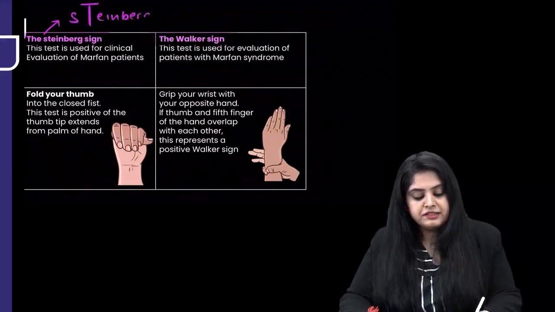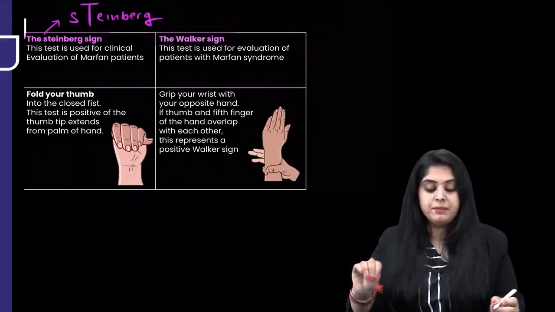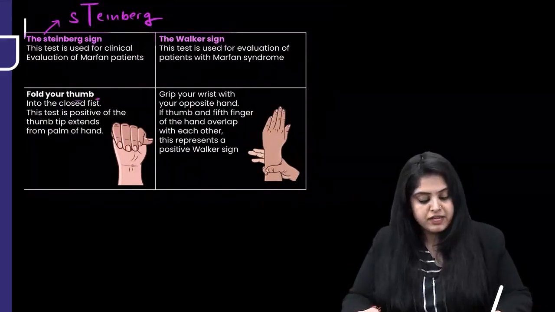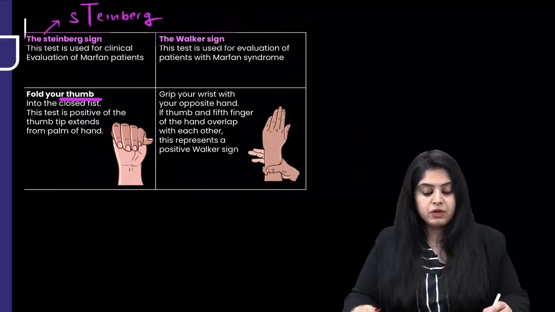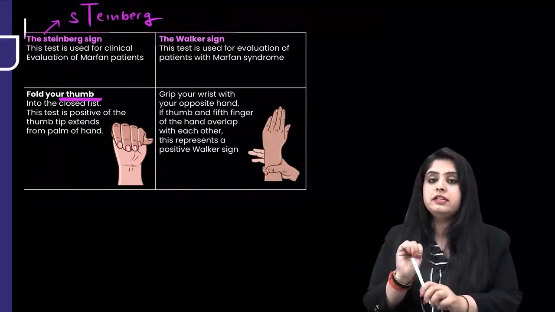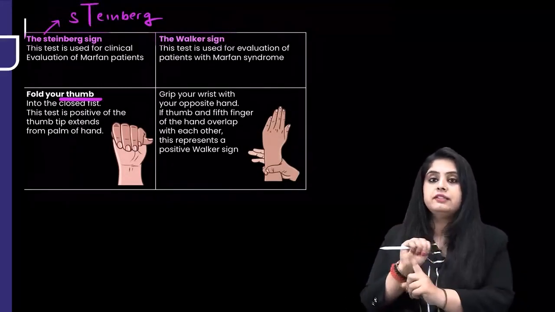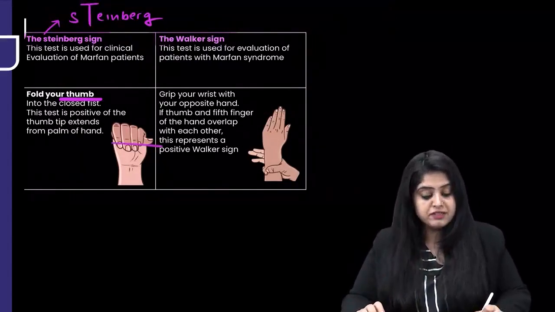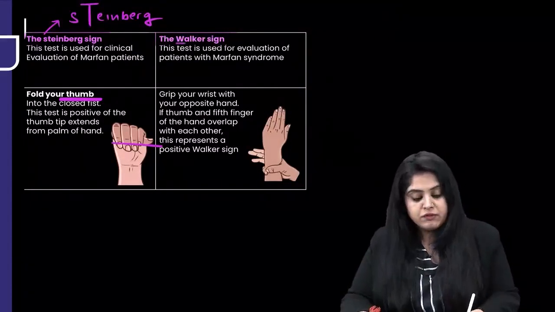Steinberg sign is the sign in which I will see the thumb coming out. Steinberg sign is when I will see the T for thumb coming out. If you tell them to close their fist, you will see that the thumb will be coming out like this. There is a thumb coming out because their fingers are very, very long. And what is the Walker sign?